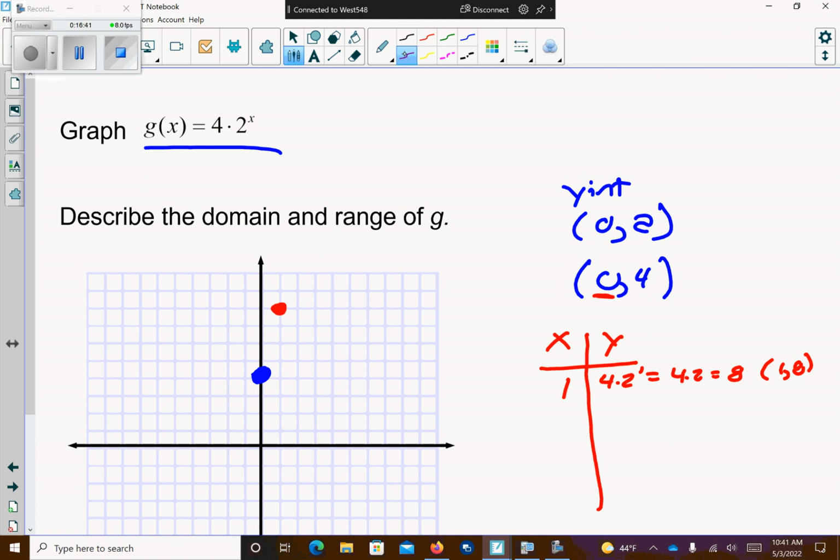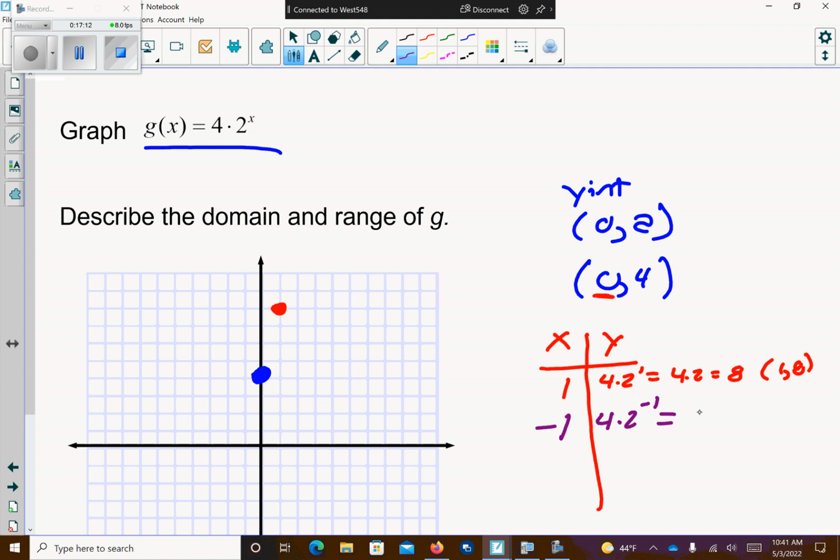So now I want to plug another point. If I picked a point to the right of the red, so if I pick 2, I bet you this is going to go off our screen. So I'm going to pick something to the left. What's a nice number that's to the left of 0 and 1? Yeah, negative 1. All right, so this becomes 4 times 2 to the negative 1.